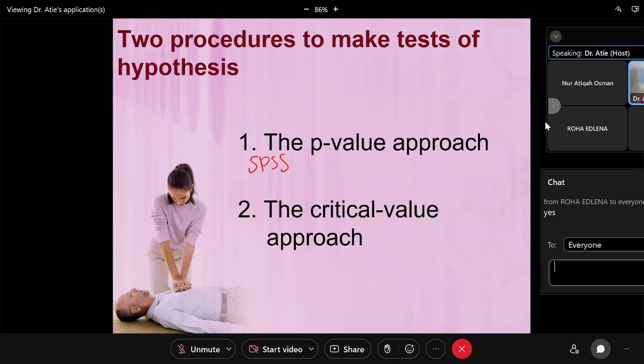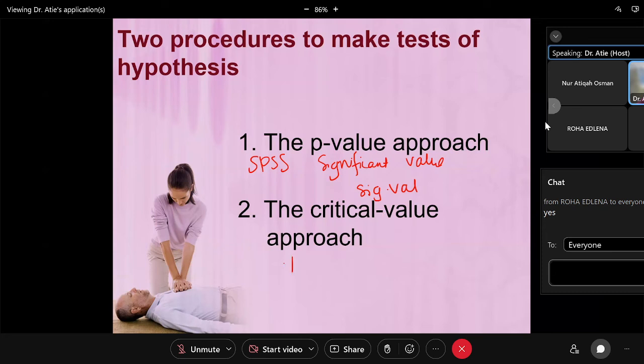So in SPSS, the p-value is called the significant value, also known as sigval. The short form for the significant value will be sigval. And the other approach is to use the critical value, which we use manually, just like what we did.